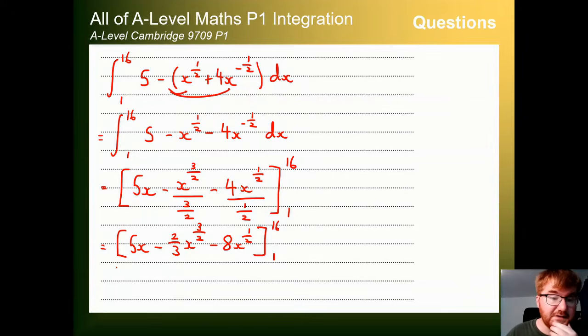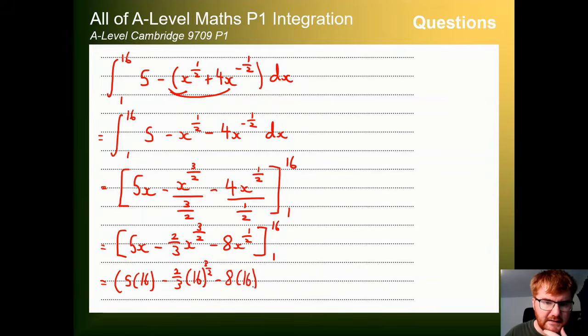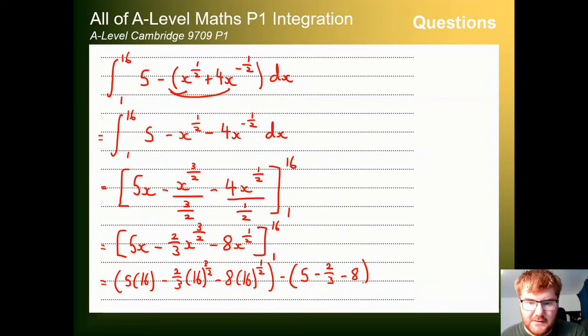And all we need to do now is just substitute in. So we have 16 first of all, so 5 lots of 16 minus 2/3 16 to the power of 3/2 minus 8 16 to the power of a half. And when you do these questions, you should always be glad of the 1. As soon as you get 1s, your life becomes a lot easier, because 1 to the power of 3/2 is just 1, so this becomes just minus 2/3. 1 to the power of a half is just 1, so we get minus 8. So notice we get a little bit of simplification that we can do as we go along.